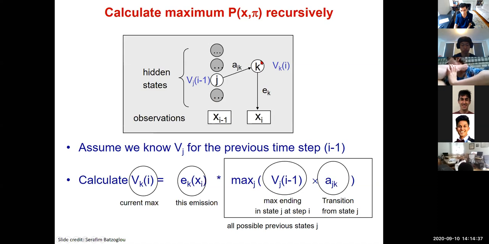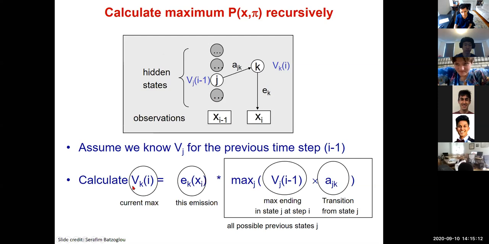But that's not enough. I want to also choose a state that has a high transition probability from the previous state to the current state. So I have to factor in the transition probability from the previous state. And I also have to factor in the maximum possible probability with which I end up at that state j in position i minus one, which incorporates within it the emission probability, because that's in this part of the equation.